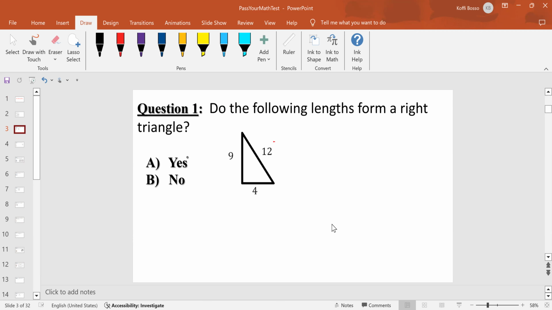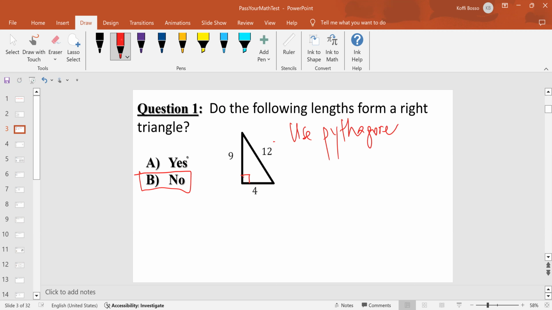Okay, question number 1. Do the following lengths form a right triangle? Pause the video, challenge yourself. But I can tell you right away that the correct choice is B. No. So that looks like you have a right triangle here, but it's not. How to check? Use that particular theorem.